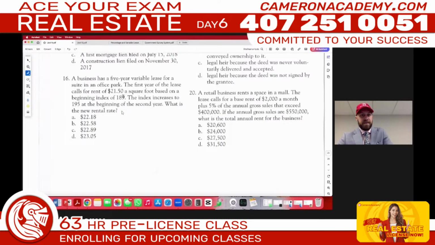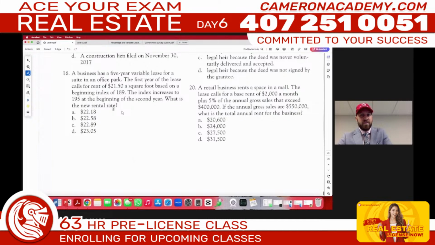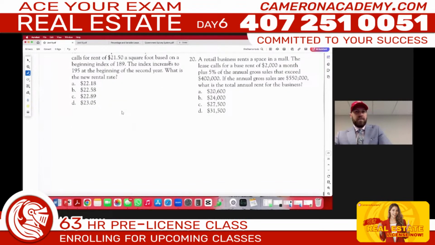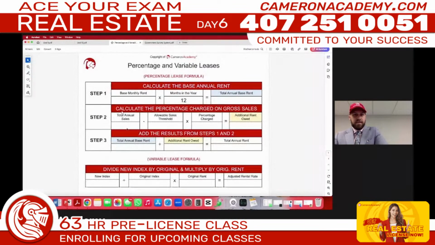It says, based on an index of 189, the index increases to 195 at the beginning of the second year. What's the adjusted or new rental rate? We have some handouts provided for this. So the variable lease is two basic steps. It should take you no longer than 20 seconds to solve this problem if you know what you're doing.